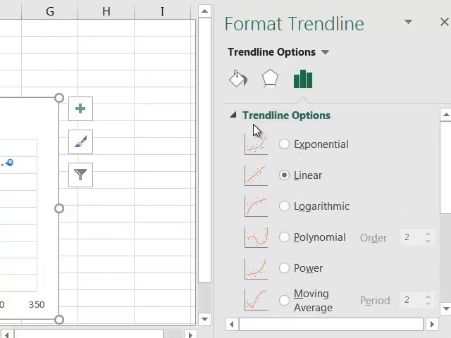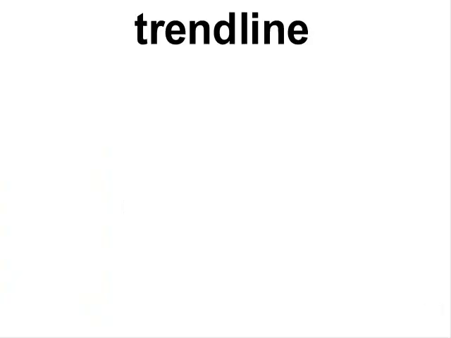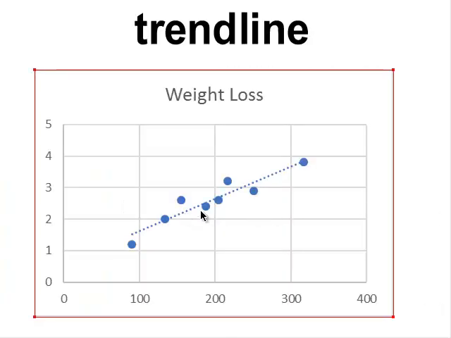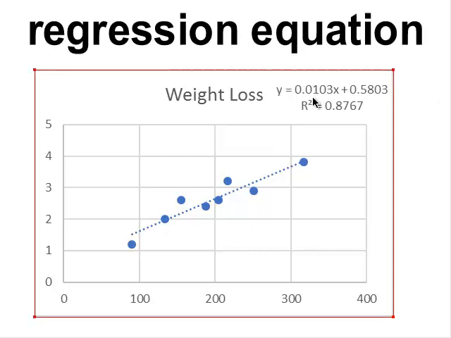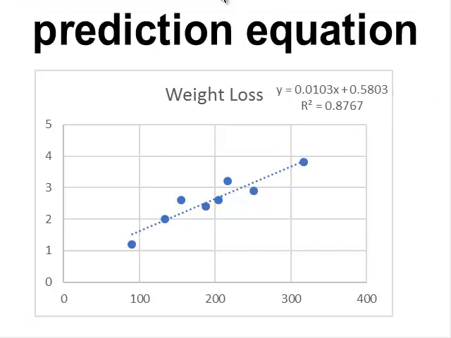So remember, hover, right click. You want a linear trend line. You want the prediction equation on the chart and the R squared on the chart. So that gives us that. There's the trend line. There is the equation of that trend line, and this is called the regression equation or the prediction equation, and that's about it. That's everything I expect you to know about a correlation. MGZ out.